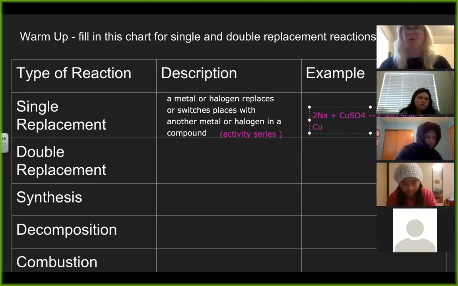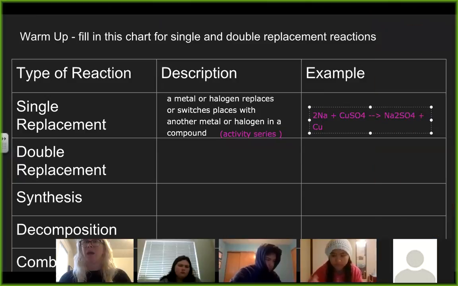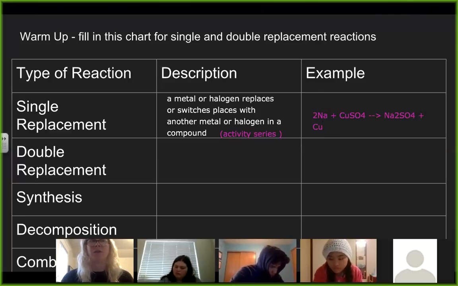A really great example here: sodium, and we have a copper sulfate, right? The sodium and the copper switch places. Now, again, we would refer to our activity series in order to know exactly whether that reaction would happen. We're going to review that in a moment.